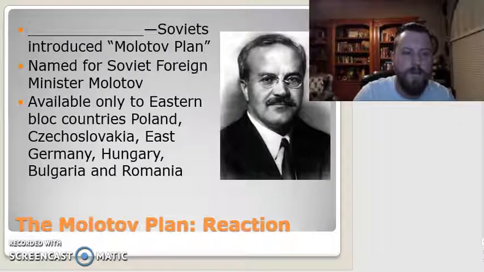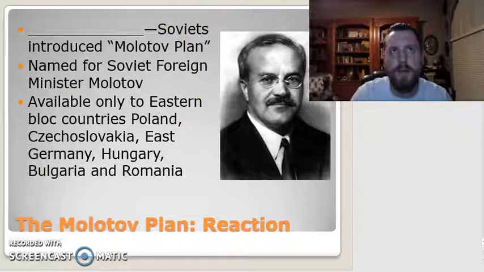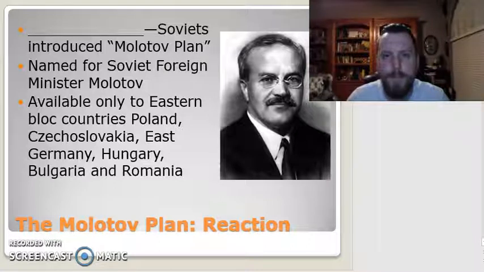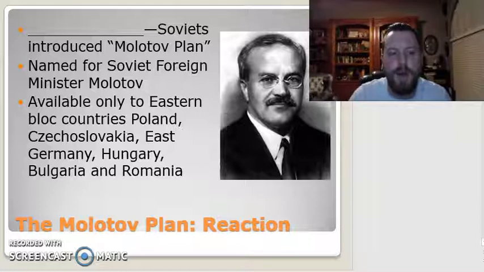So number 4, the Soviet Union introduces the Molotov Plan. This is available to Eastern European countries. This is where the Soviet Union is going to bring in a lot of these Eastern European countries to what's going to be referred to as the Iron Curtain. And we'll go over that later. That's another Churchill saying. So in what month and in what year does the Soviet Union introduce the Molotov Plan? You do not need the exact date. You just need the month and year.